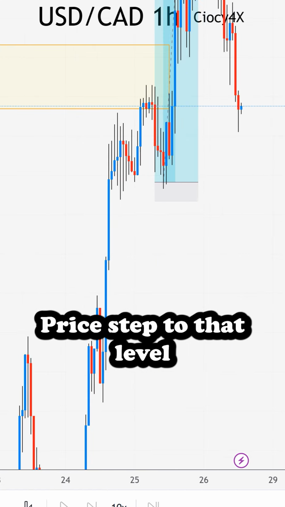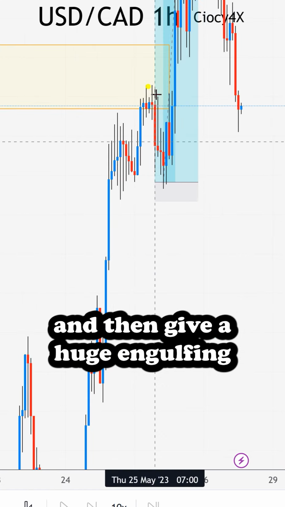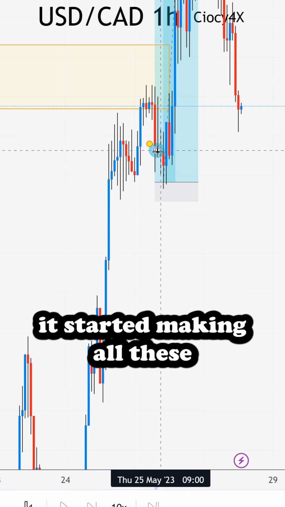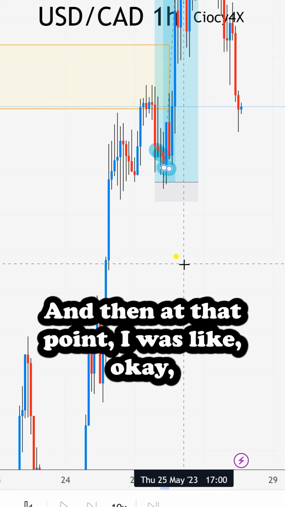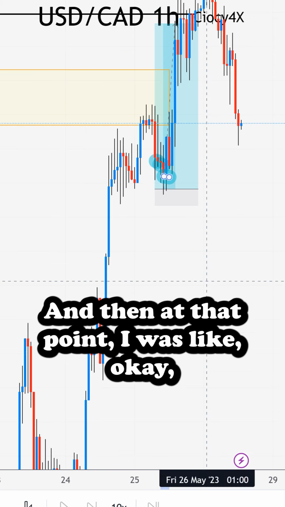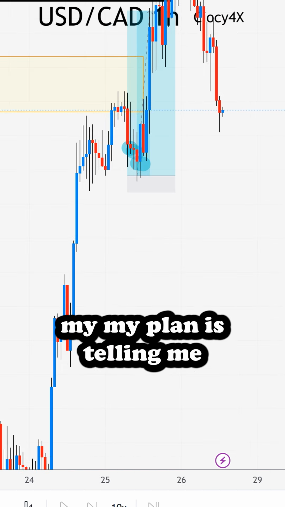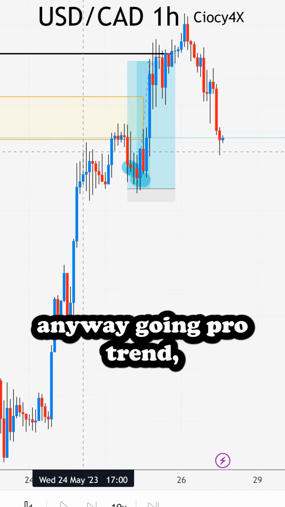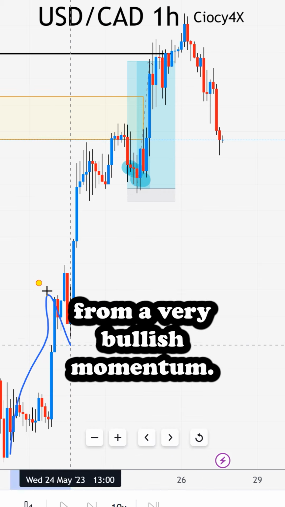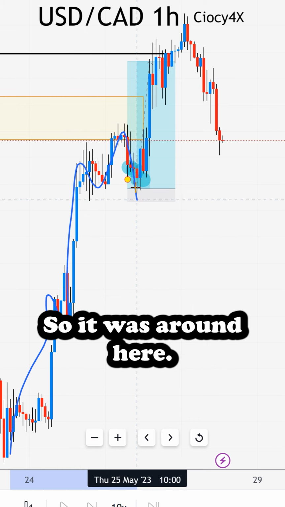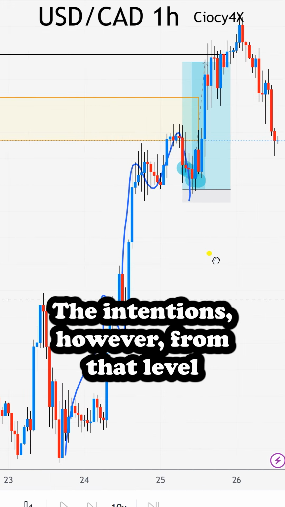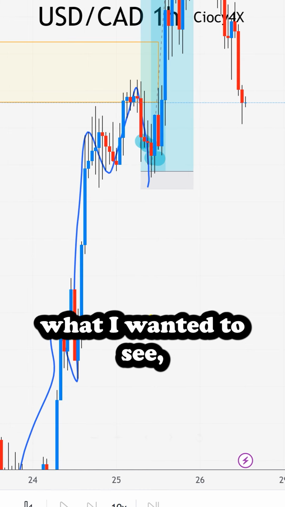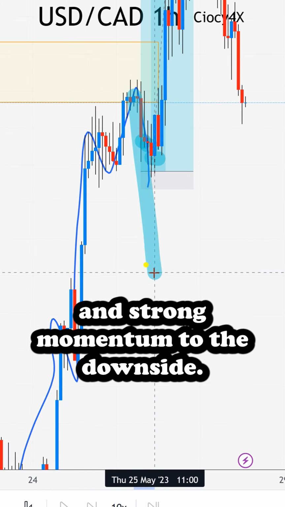Look what happened. Price tapped that level, and then it gave a huge engulfing to the downside, which is beautiful. But then at one point, it started making all these dodges down here. At that point, I was like, okay, my plan is telling me that this is a valid setup, because I was going pro trend. You guys can see, because we are coming from a bullish momentum. So it was around here. The intentions from that level, however, weren't strong enough, because I didn't see what I wanted to see, which was a very sharp and strong momentum to the downside.